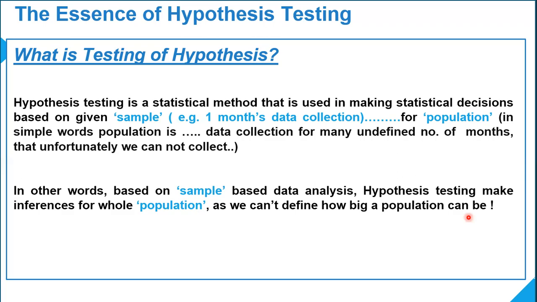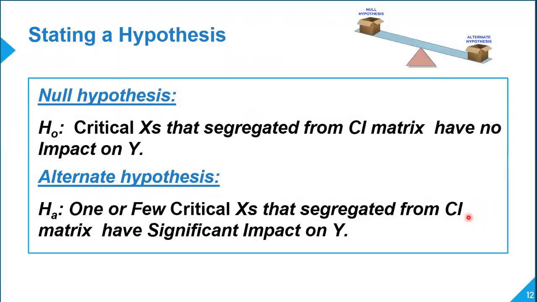So let's go to the next slide. Right. So how are we going to state the hypothesis? So, stating of the hypothesis. A hypothesis always comes with two opinions. One is the null hypothesis, and another one is the alternate hypothesis. So in case of Six Sigma projects, the null hypothesis is that critical X's that segregated from the C&E matrix have no impact on Y. And when I'm saying no impact, I mean no statistically significant impact on Y.